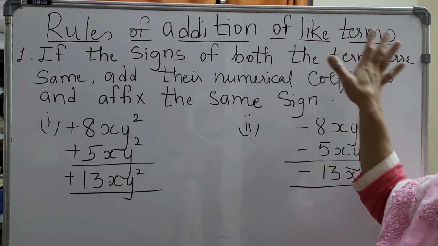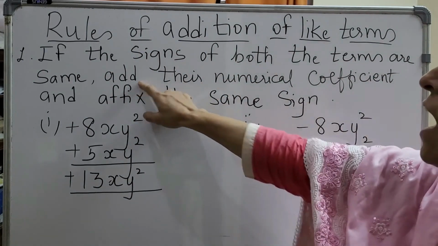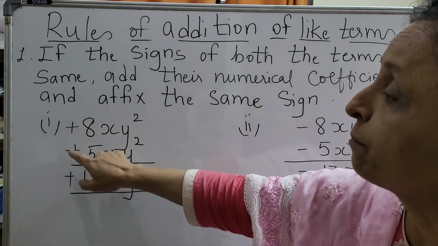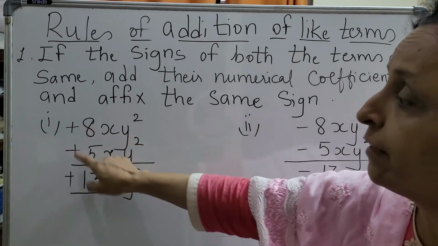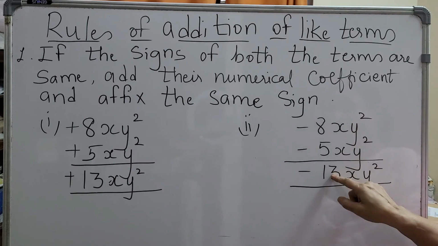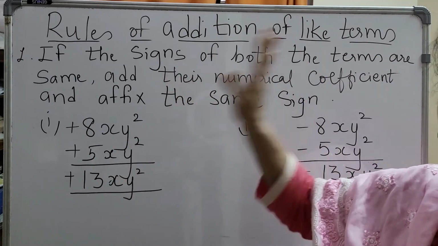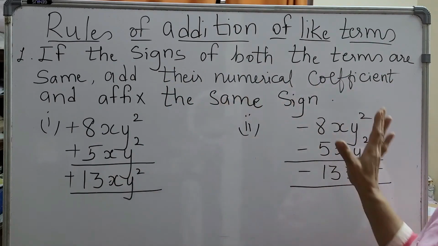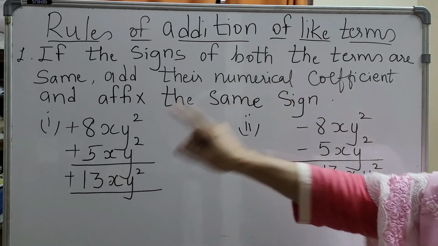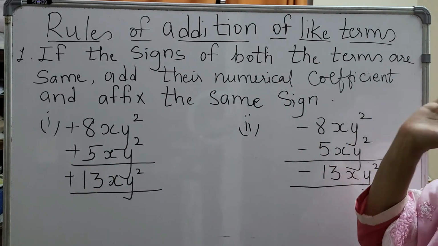Now the rules of addition of like terms. If the signs of both the terms are same, add their numerical coefficients and affix the same sign. See, here it is plus plus, you have to add and then put the plus sign. But here it is minus minus, the sign is same, you have to add, 13. But what sign do you put? Minus. So when the sign is same, you add the numerical coefficients because they are like terms, and the sign is put the same. If it is plus plus, plus. If it is minus minus, minus.